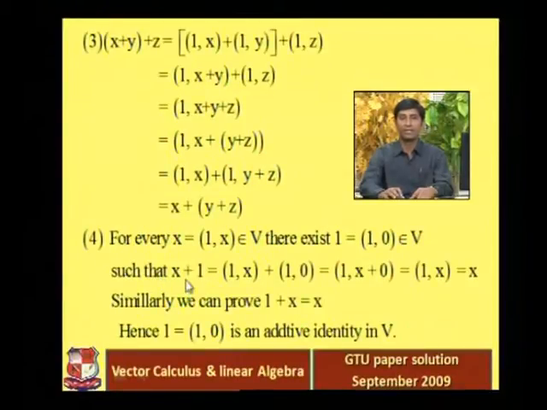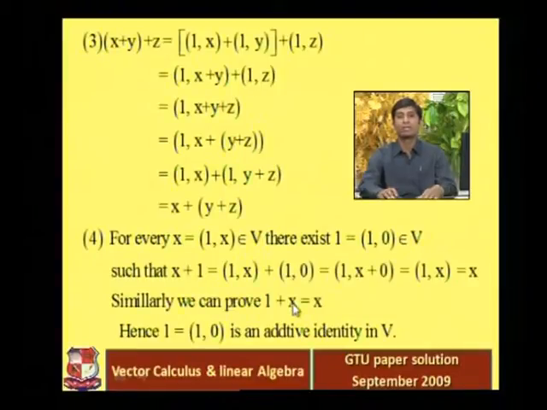such that x + 1 = (1, x) + (1, 0) = (1, x + 0) = (1, x), that is equal to x. Similarly we can prove 1 + x = x. So hence 1 = (1, 0) is an additive identity in V.